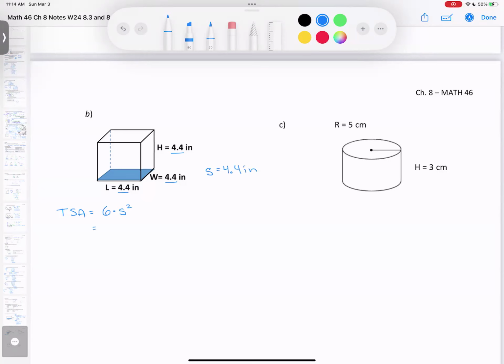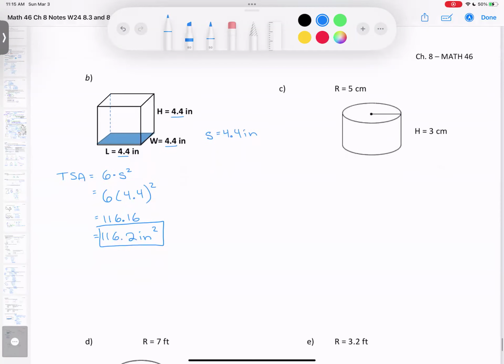And so the total surface area here is going to be 6 times 4.4 squared. Don't forget the squared, which gives us 116.16. We were told to round to the nearest tenth, so 116.2. And then what are our units here? Units, it's an area, so our units are squared. So this is in inches squared.